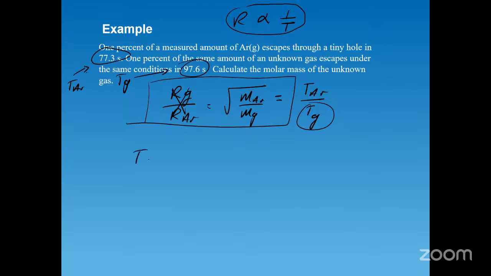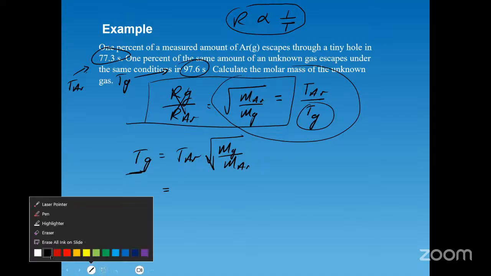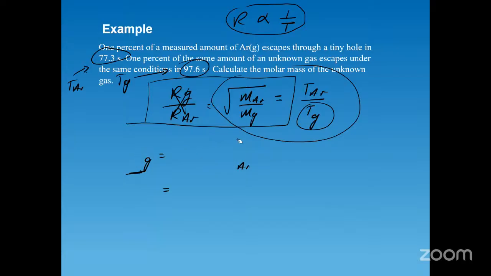So I'm going to rearrange this equation to give the time of diffusion of the unknown gas equal to the time of diffusion of argon multiplied by the square root of the molar mass of the gas divided by the molar mass of argon. This is what we get when we rearrange this part of the equation. Oh, my bad. The question is not asking for the time, it's asking for the molar mass. So let me erase this here. I'm sorry about that.